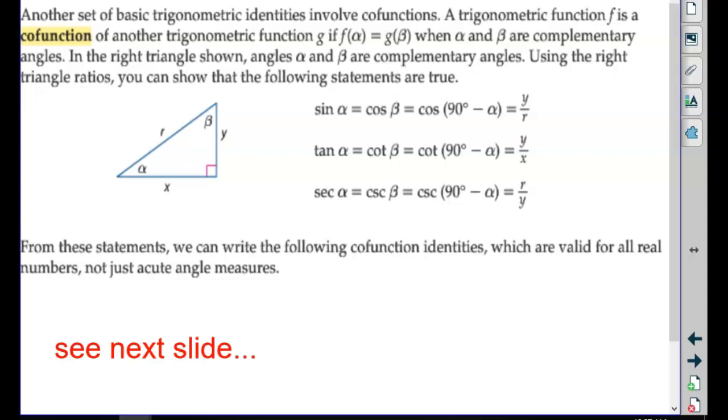Co-functions, we did not talk a lot about this yet, but the sine and cosine, just think about this for a minute. If this is a 90-degree angle, and I know the sine of this one, which would be opposite over hypotenuse, from this one, that is the cosine, right? Because it would be adjacent over hypotenuse. It's called co-functions because of the complement. So the sine of A is equal to cosine of B, or the complement of A.